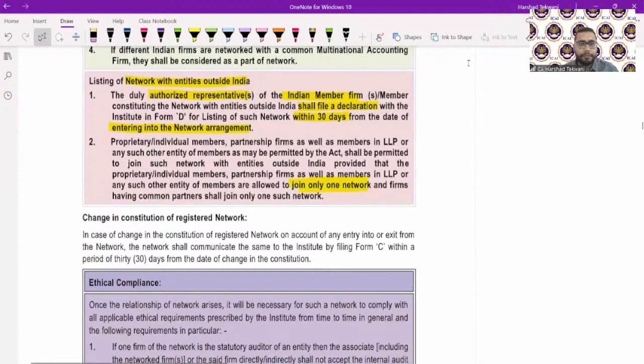Okay, now any doubt with respect to the network guidelines? You can read the rest of the network guidelines also. I have discussed the important criteria, some of the important points of the network guidelines. Any doubt?